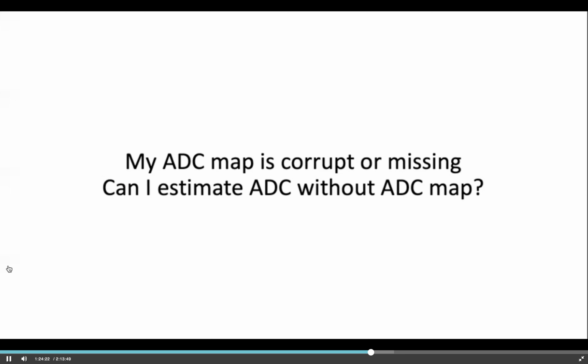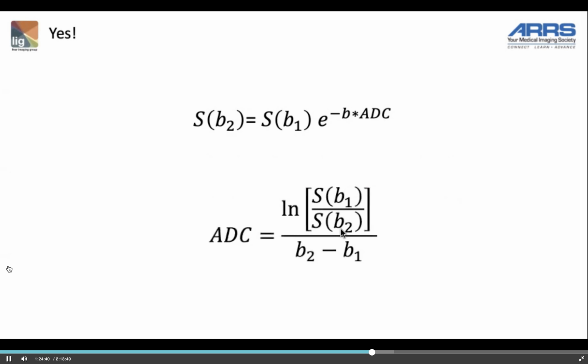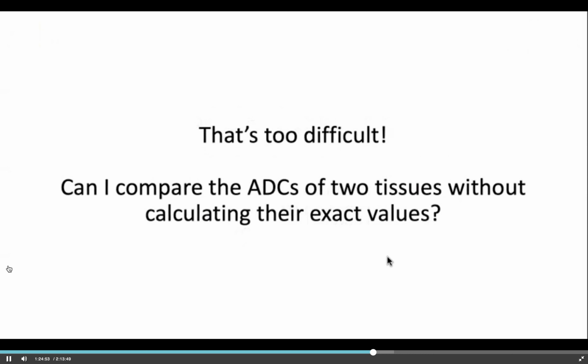Now, Dr. Bashir and also yesterday Dr. Fowler mentioned that ADC maps are sometimes corrupted, so can you estimate the ADC without an ADC map? And the answer is yes, because this formula here can be converted into a formula here, which is actually pretty simple to do. You can just measure signal intensities and take the natural logarithm, and you can calculate the ADC in this way.